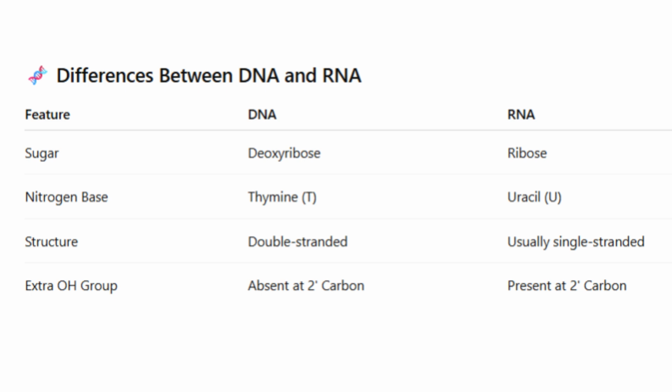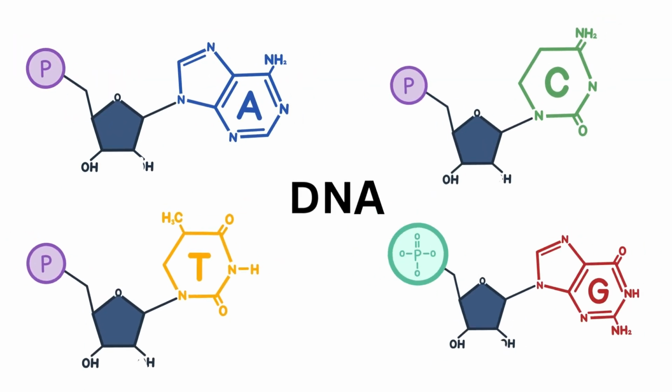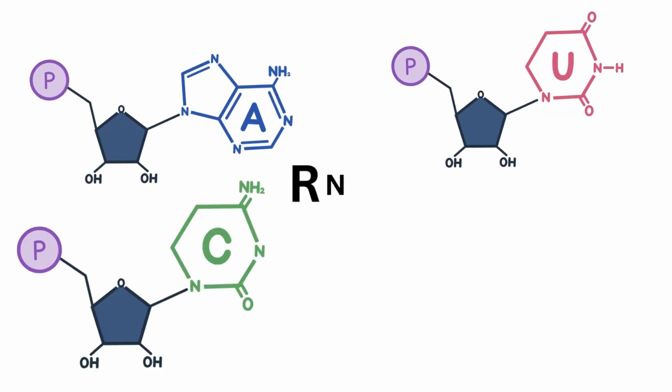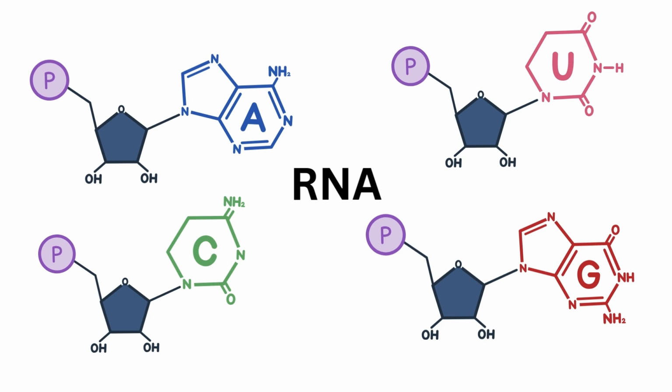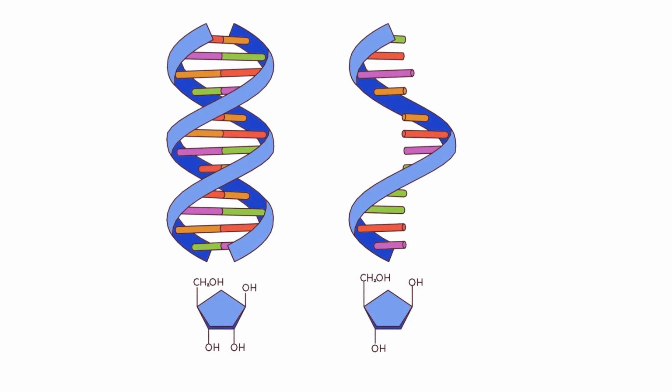First, sugar type. DNA contains deoxyribose, while RNA contains ribose. Ribose has one extra oxygen atom, giving RNA a reactive edge. Second, nitrogen bases. DNA uses thymine (T), but in RNA, thymine is replaced by uracil (U). Third, structure. DNA is typically double-stranded, forming a double helix. RNA is usually single-stranded, which allows it to fold into various shapes for different functions.